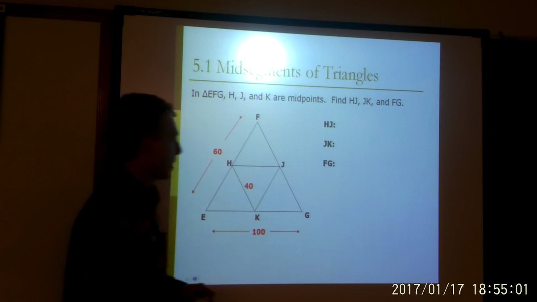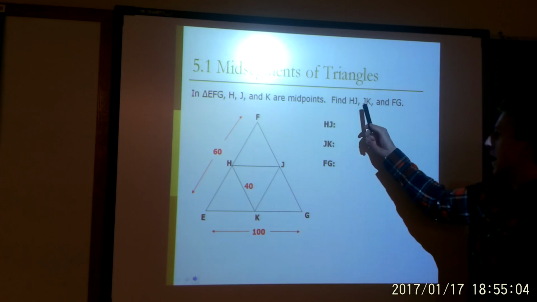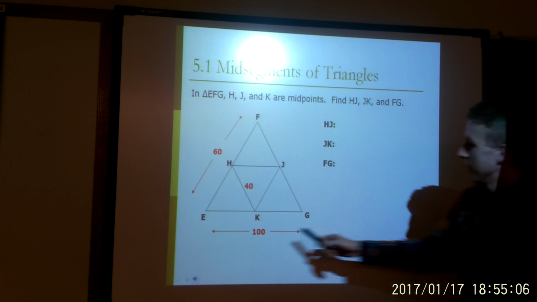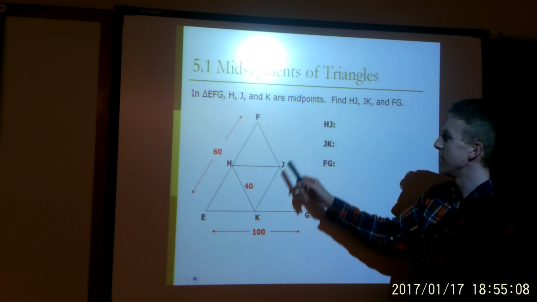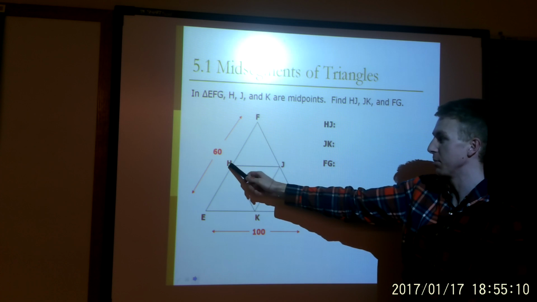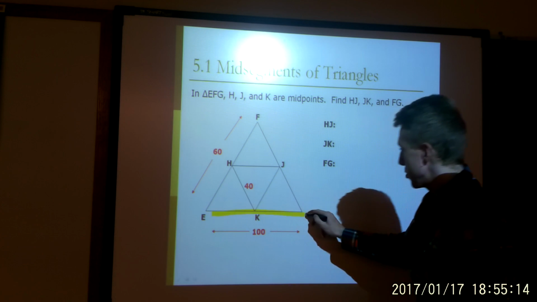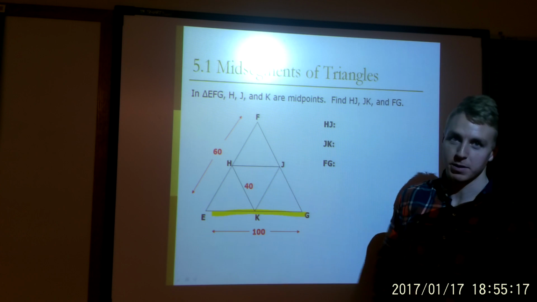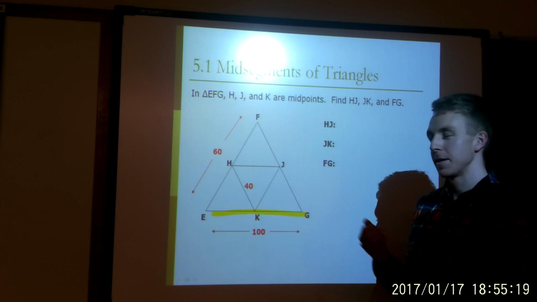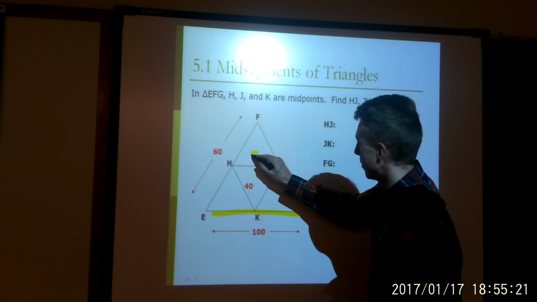Alright, so here's a little problem. Here we have HJ we want to find, and HJ is here. And first off, it says H, J, and K are all midpoints. So midpoint here, midpoint here, midpoint here. Let's see. Well, this is 100. What do you think HJ will be? It's half of the base, so how about 50?